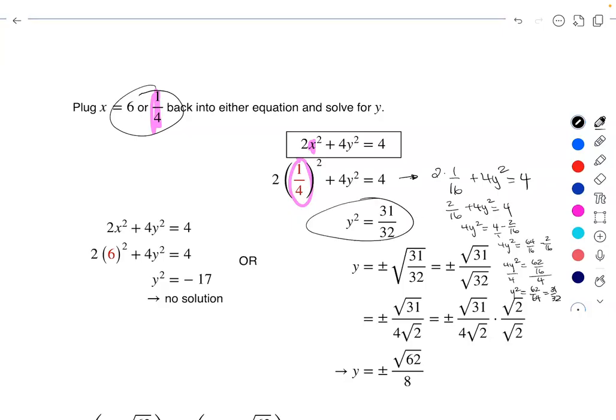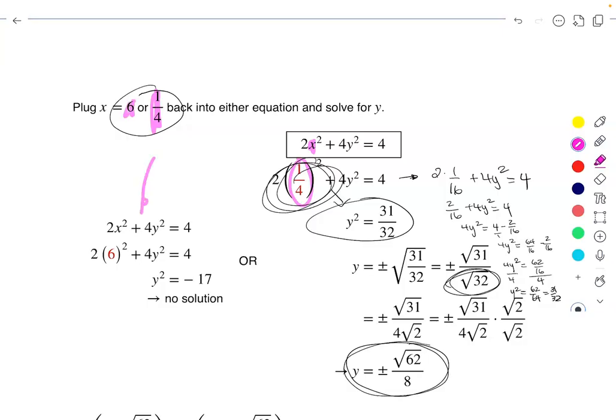I know it looked funny to jump from here to here, but that's essentially what I was doing. Then I can square root both sides, not leaving that radical in the denominator. I rationalize that denominator, and there are my two y coordinates that go with the x coordinate of 1/4. Then on this left side, for x equaling 6, when I plug it back in for x here, this one's a little bit nicer. When you solve for y, you get y squared is negative 17, which doesn't have any real solutions.